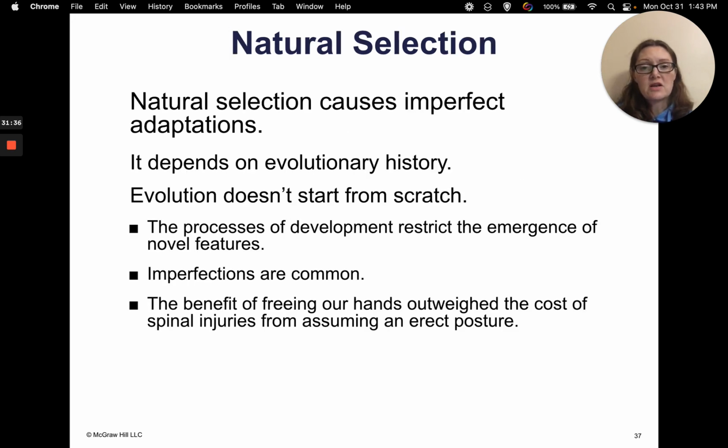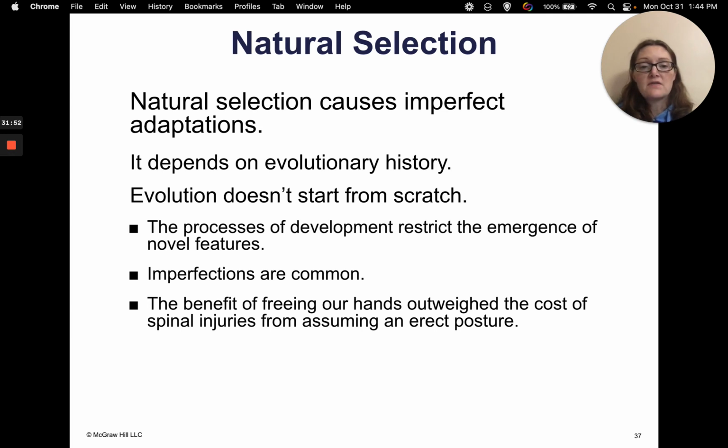Natural selection causes imperfect adaptations. It depends on evolutionary history. Evolution does not start from scratch. It takes what's already there and builds off it and uses the diversity that's available to hopefully change and modify things as time goes on.